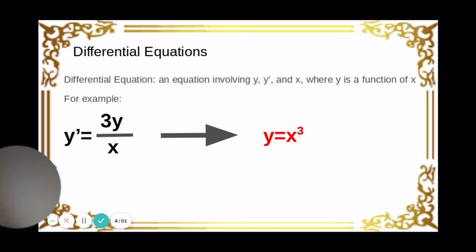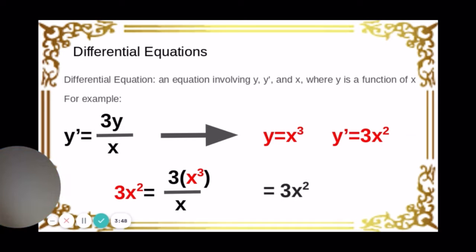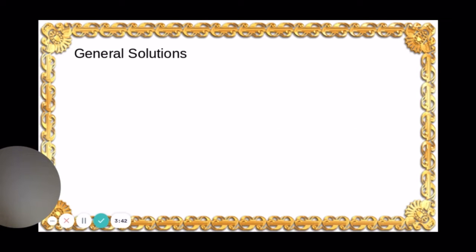You can verify this solution by first finding y prime, plugging in y prime and y to get 3x squared equals 3x to the third over x equals 3x squared. So as you can see, this is a solution of this differential equation. Now, y equals x to the third is not the only solution to y prime equals 3y over x. It is one of many solutions.